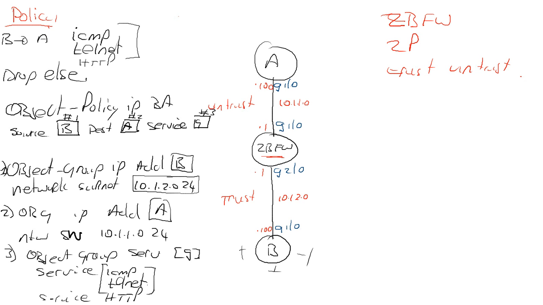That zone pair is going from B to A, from trust to untrust. I'll call it from B to A, I think it's quite a nice way to call it. And then I'm just going to apply the object policy to the actual zone pair. And that will be it, and that'll be done. Then we're going to do some testing.